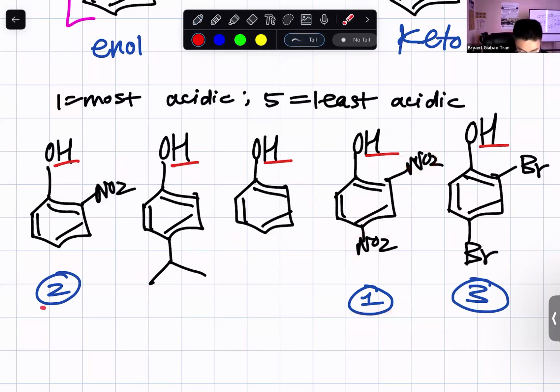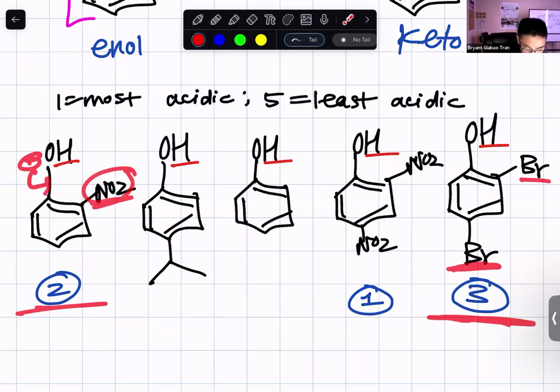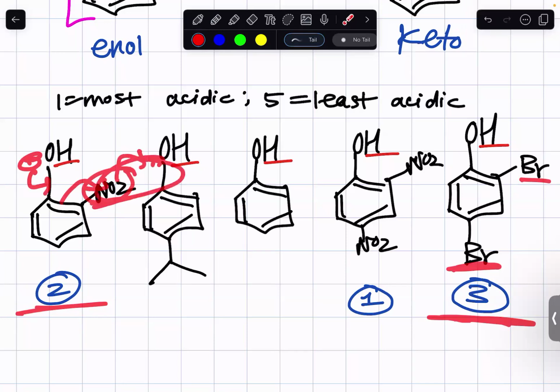And if we were to compare this and this one right here, the strong EWG by resonance is going to overpower the weak EWGs. Even though there's more weak EWGs here, the strong EWG is going to stabilize the negative charge better because it could actually do resonance with that whole NO2 group, right? So that's why this is more acidic than this one.